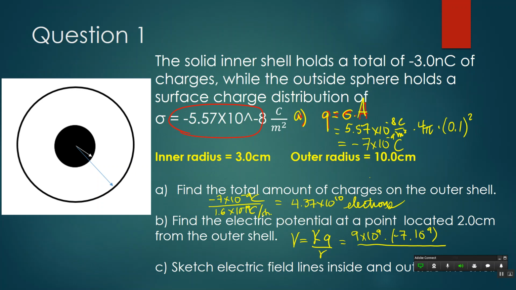And what's R? Exactly. It's not just the distance from the surface of the spherical shell. If you're going to assume that that spherical shell is a point charge, then you have to go from the distance to the point charge in order to figure out the distance. So the outer radius is 10 centimeters. So it's 2 centimeters beyond the outer radius, which makes it 12 centimeters. So divided by 0.12 meters.